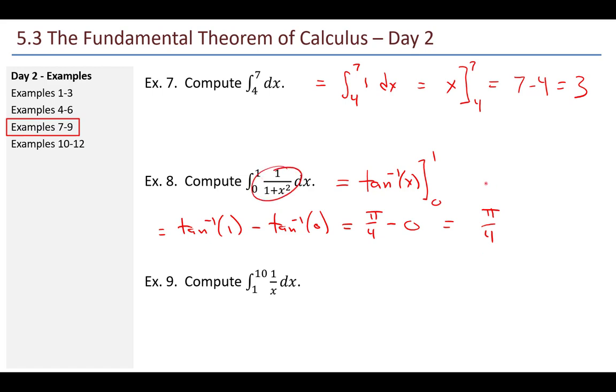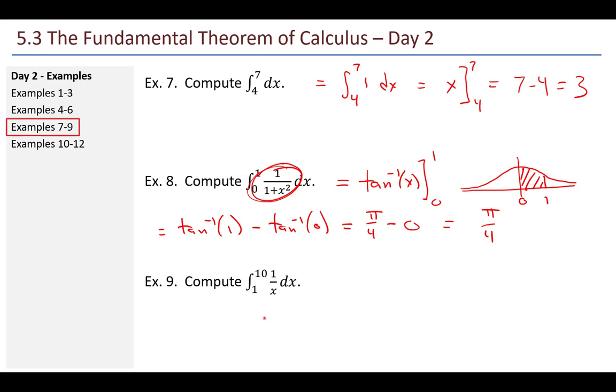This graph has kind of a neat shape. It's a hill that crosses right over the origin. And so it's kind of interesting to know that this function between 0 and 1 has an area that's exactly pi over 4.